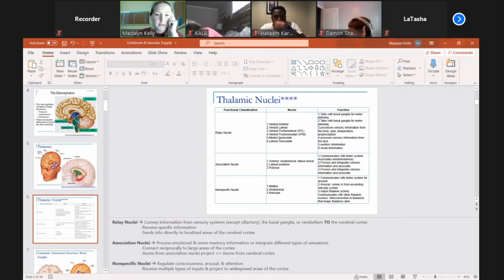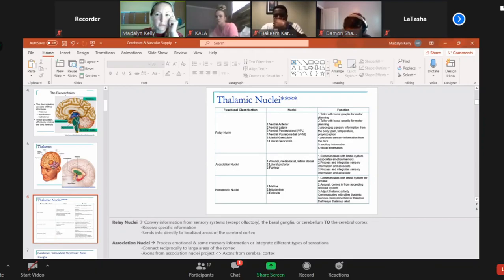The medial geniculate and the lateral geniculate. I think of these as opposites to what they mean. So medial geniculate is auditory, lateral is visual. Oh yeah, definitely know this chart. I was trying to be like, oh, medial eyes, but that's not it, because medial is ears, lateral is eyes. So if you think of them as the opposite of what they should be, that's how I'm trying to remember them.